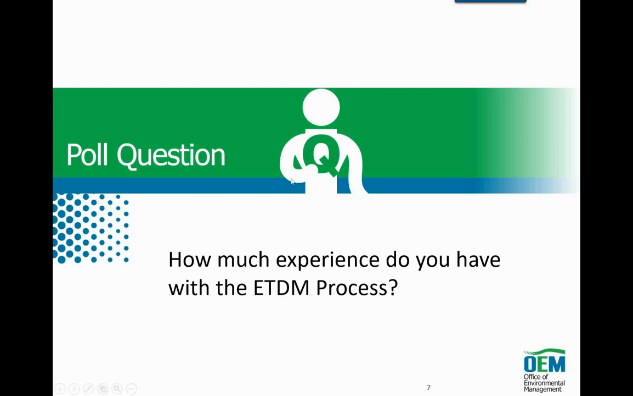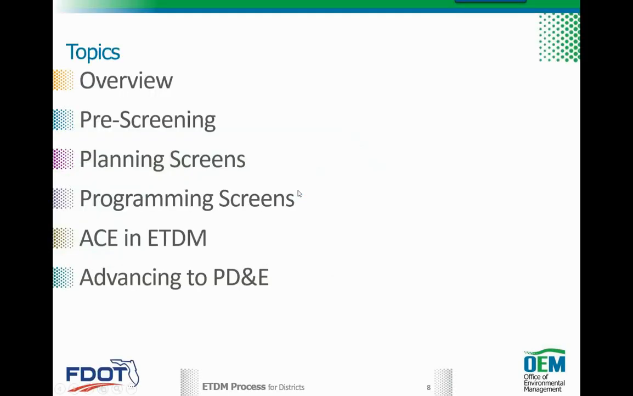Great. Thanks, Ruth. That's extremely helpful because it lets me know in the coming slides how much time to spend on some of those topics. The topics that will be covered in this presentation will be an overview of ETDM. I'll give you a few slides on that. We'll talk about a pre-screening event, which you should have gotten some details on in yesterday's face-to-face. We'll talk about some changes in the planning screens and the programming screens that occur within the ETDM process. And we'll talk a little bit about the alternative corridor evaluation, that ACE process in ETDM, and the changes. And then we'll talk about things as we transition and advance into the PD&E studies in our NEPA documents as well.